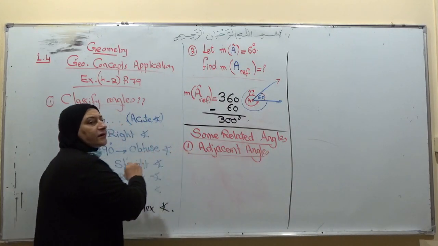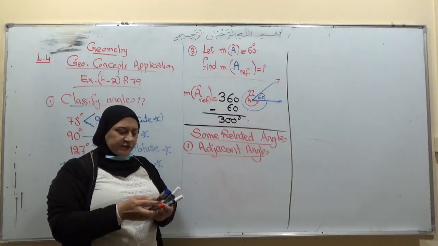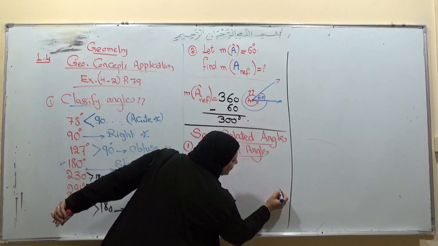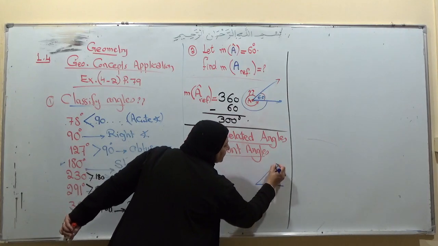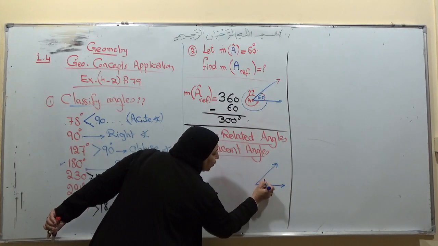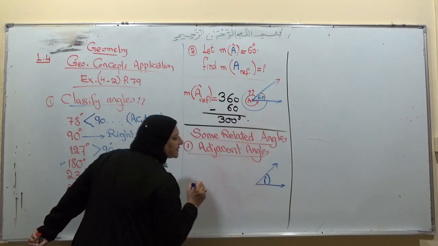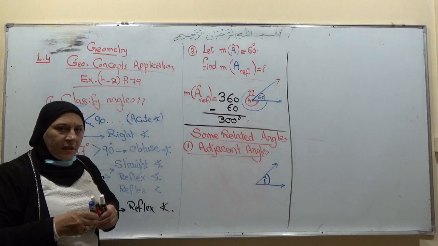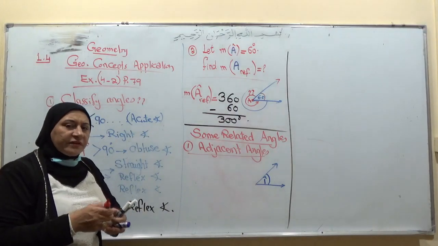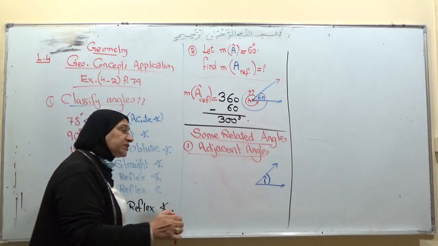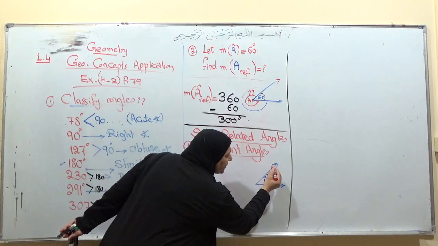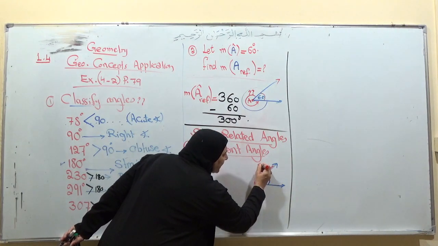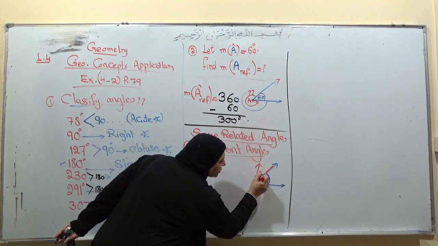Adjacent angles. It looks like neighbors. Look, if you have an angle here, for example, like this, this is angle 1. And there is another neighbor for angle 1, which is angle 2. It starts from here. Look at the common side. This is another angle. This is angle 2.